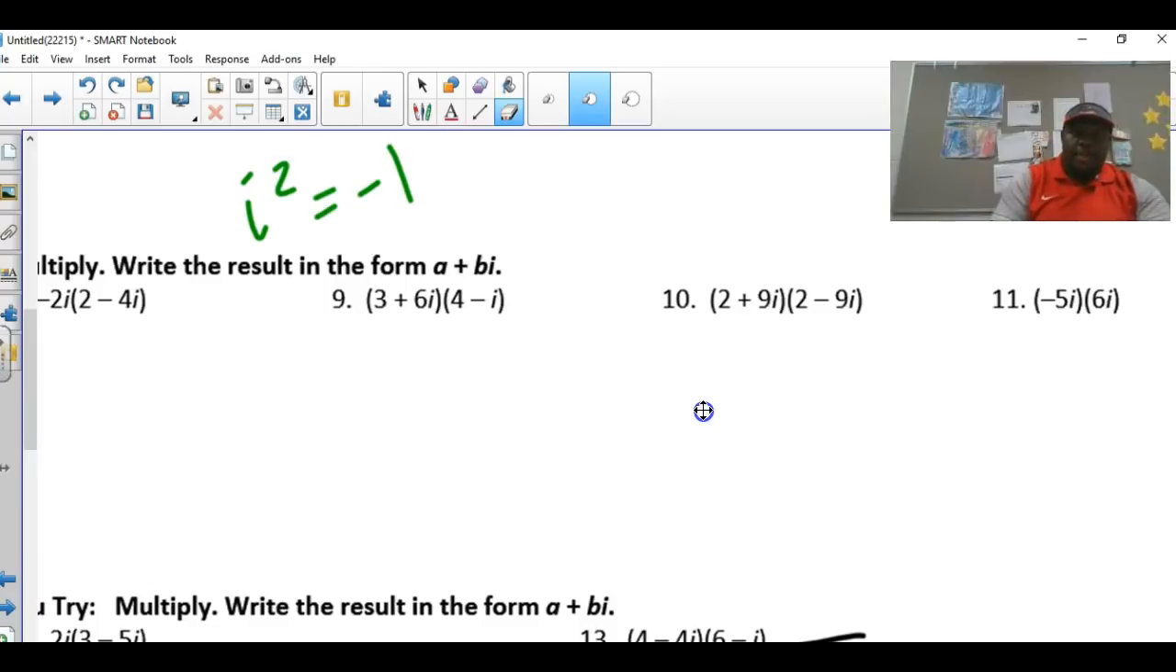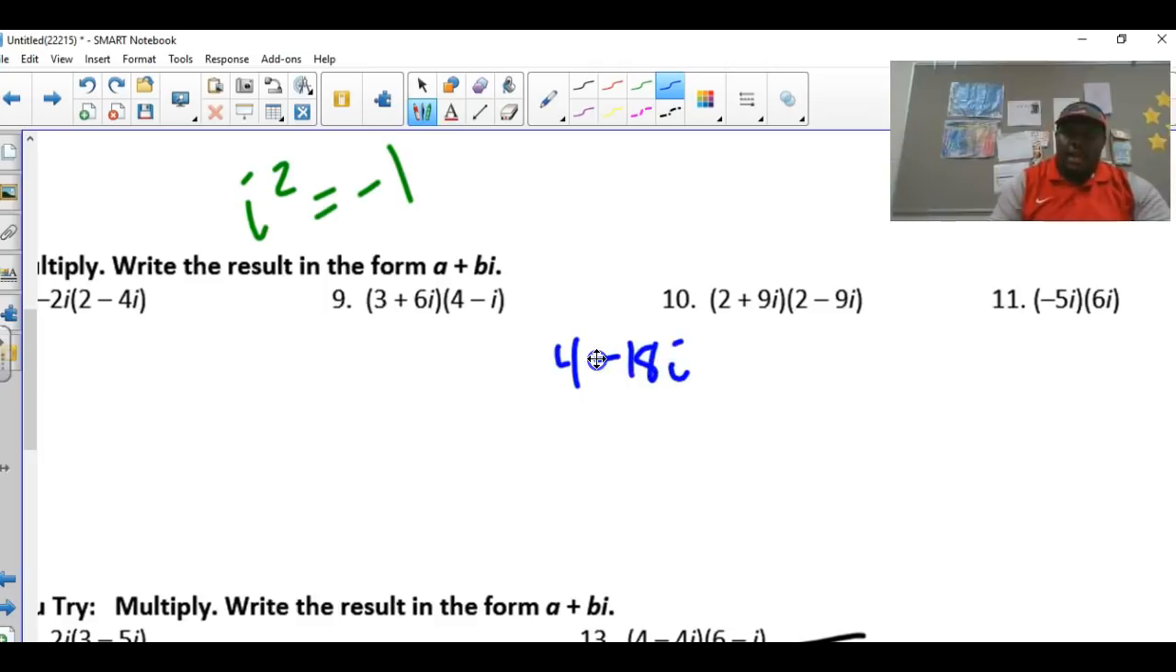All right, this one we're going to, again, FOIL. 2 times 2 is 4. 2 times negative 9i is negative 18i. 9i times 2 is positive 18i. And 9i times negative 9i is a negative 81i squared. The thing to remember is i squared is negative 1.